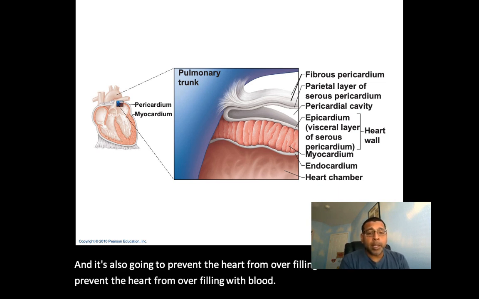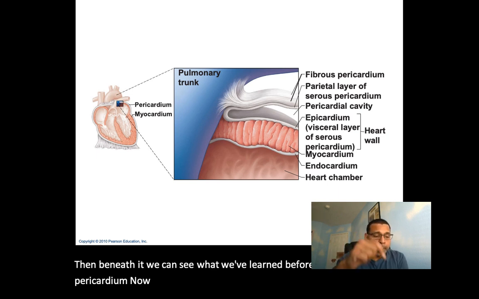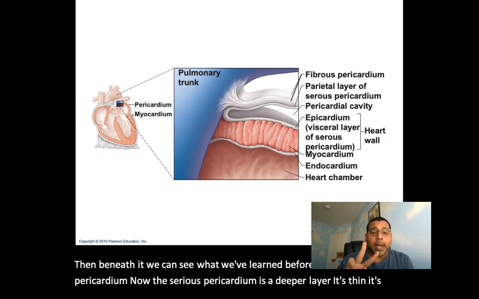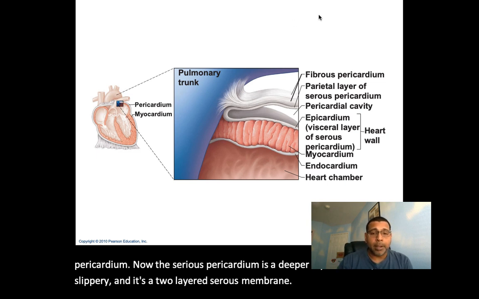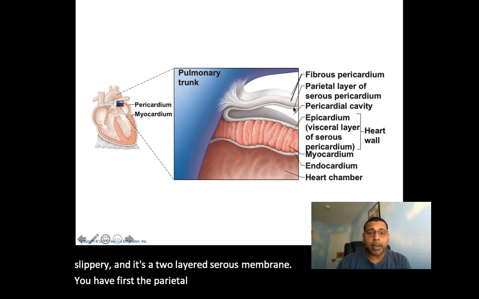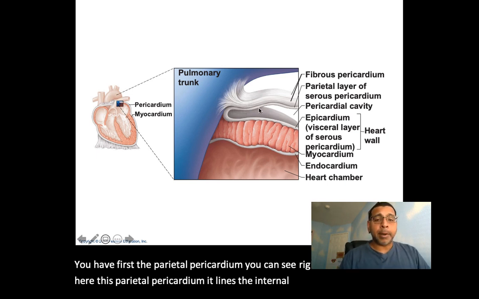Then beneath it, we can see what we've learned before, the serous pericardium. The serous pericardium is a deeper layer. It's thin, slippery, and a two-layered serous membrane. You have first the parietal pericardium, which you can see right down inside of here. This parietal pericardium lines the internal surface of the fibrous pericardium.